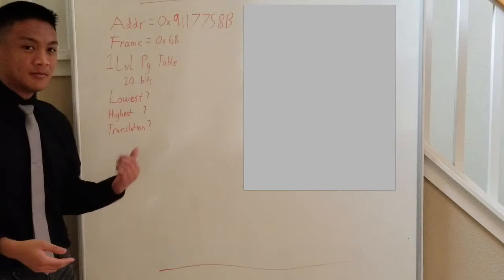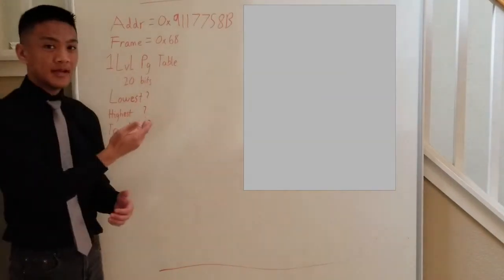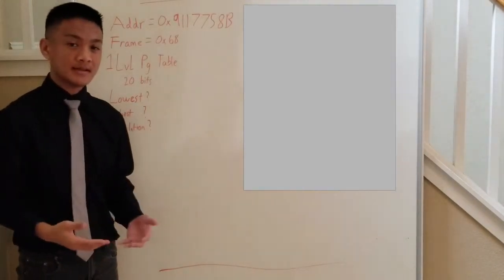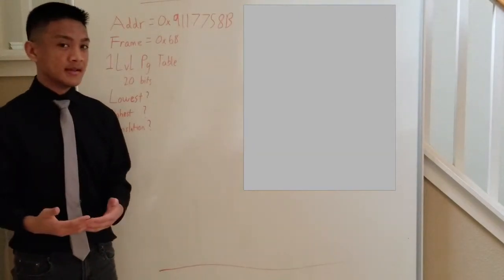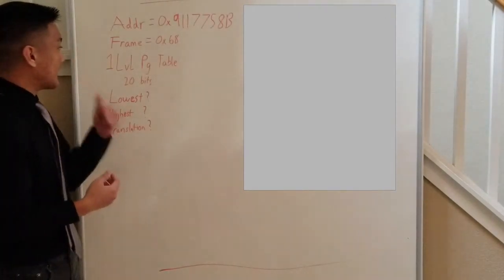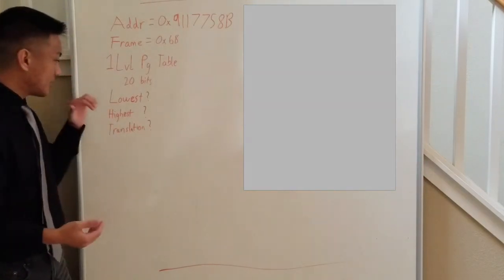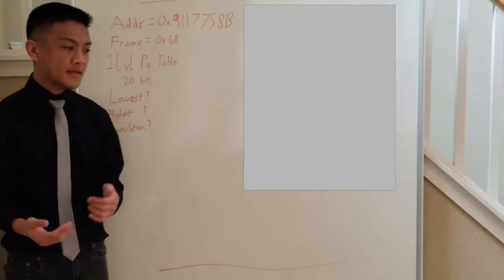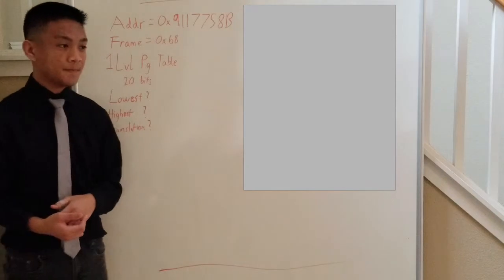Alright everyone, so I'm just going to walk through this quick example. Our address, which is a 32-bit address, is 0x9117758B in hex. Our frame for this particular example, we're just going to say is 68 hex. We're going to be handling a one-level page table, which is 20 bits. And we're going to be trying to find the lowest and highest address of this particular frame, and then we're going to be actually finding the logical to physical address translation.